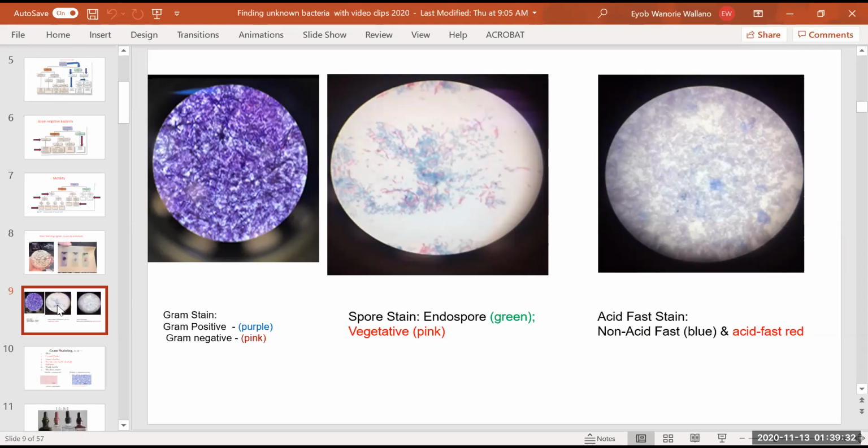Gram stain, spore, and then acid fast stain. The ones that have done it already, they don't need to come to my class, you see, because they know it already. So that is a good technique we were practicing in the class.